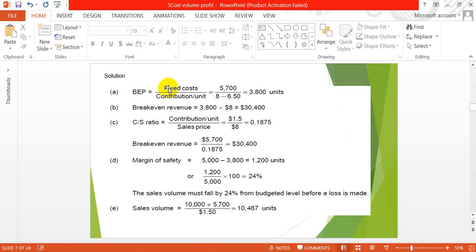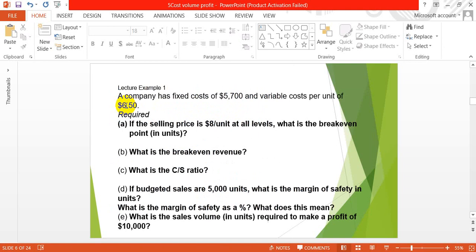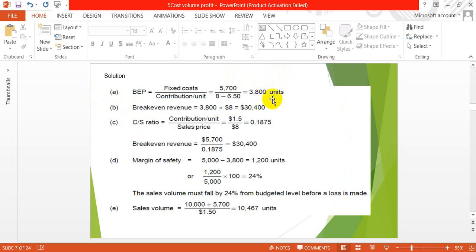So for A, we start with the break-even point formula, which we already met as fixed cost divided by unit contribution. Our fixed costs were given as 5,700. Unit contribution, which we compute by subtracting sales price minus variable costs, gives us 1.50, to give us 3,800 as the units required to be sold for us to break even.